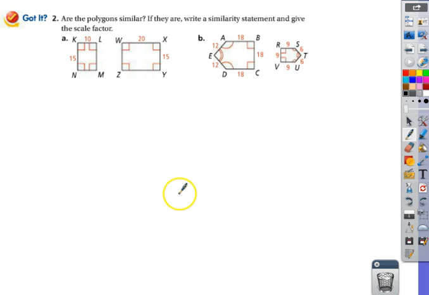All right, in part A, what two sides did you compare? KL with what? Okay, just because KL is on the top and WX is on the top does not mean those are the best sides to compare, because the longest side in this rectangle is 15, and the longest side in this rectangle is 20. So really, I should be comparing KL with XY, and I should see if that's equal to KN compared with WX. It turns out they're not.